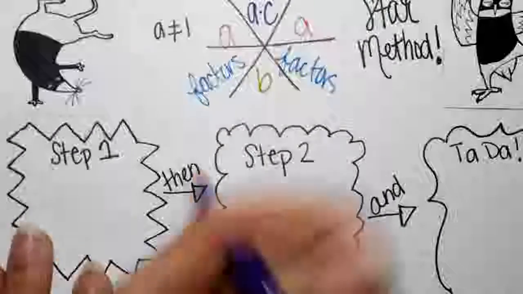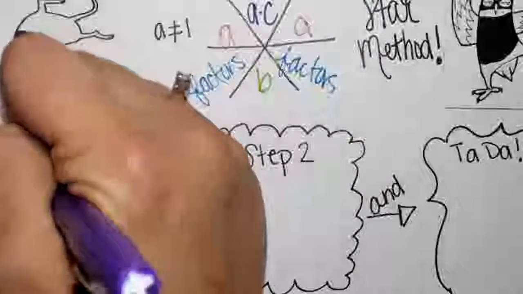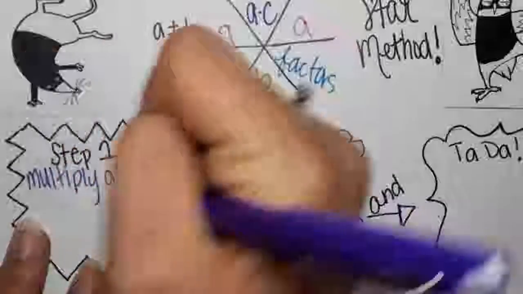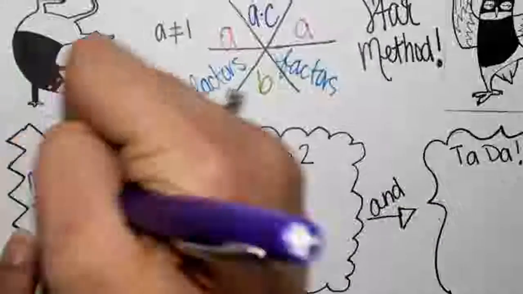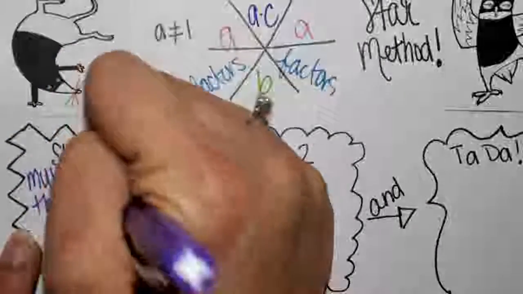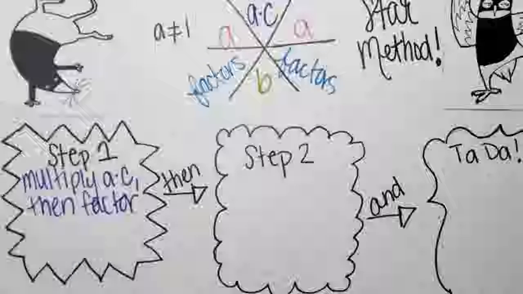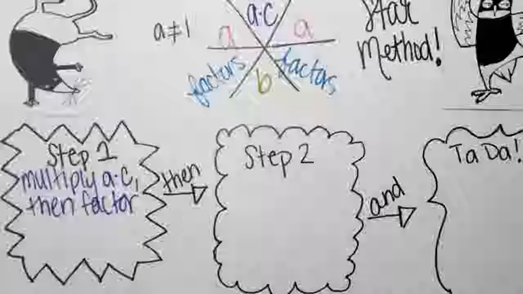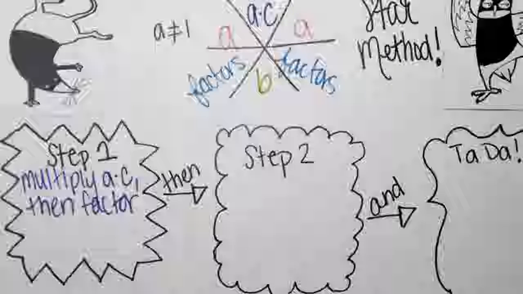Alright, step 1, what I want you to fill in right here, is multiply A times C, then factor. Multiply A times C, then factor.